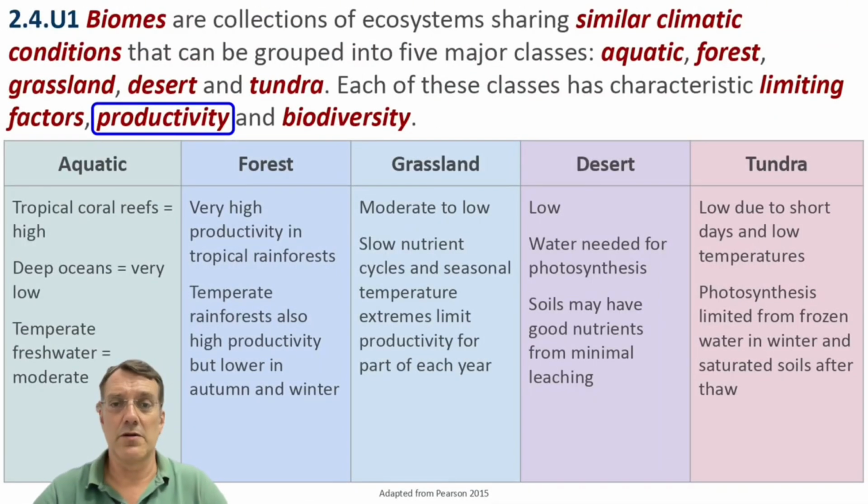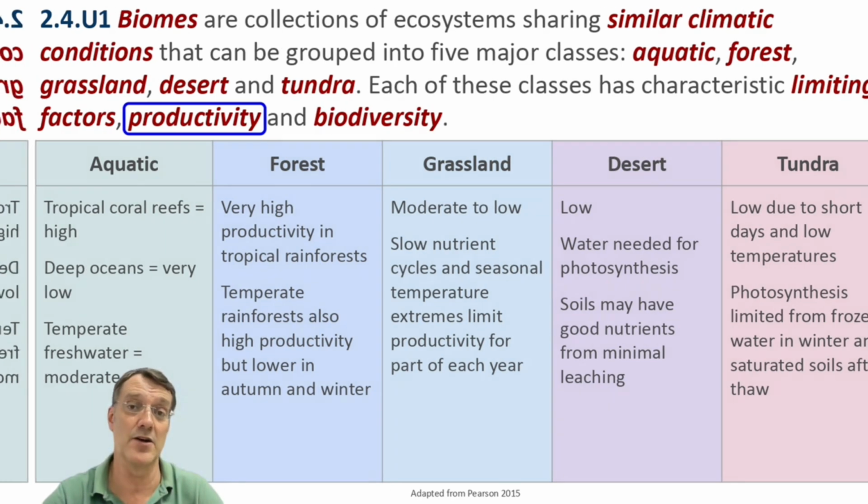Looking at productivity across biomes, we see significant differences. Tropical coral reefs and rainforests show very high productivity, while deep oceans and deserts have low productivity. Note how productivity relates to the availability of resources and energy for photosynthesis in each biome.